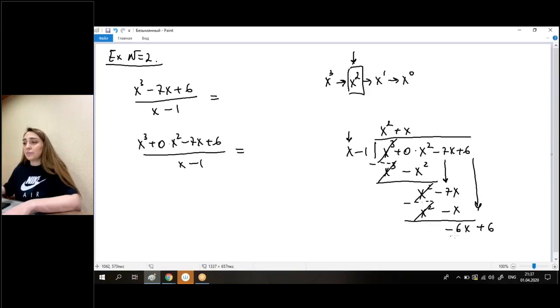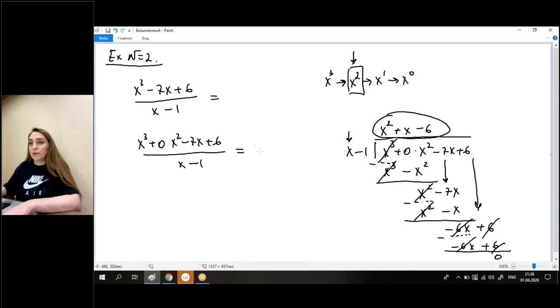Now the left side of my polynomial is negative 6x. By how much must I multiply x to get negative 6x? By negative 6. It will be negative 6x plus 6. Negative 6x minus negative 6x will be 0. x minus x will be 0 too. Then the answer will be x squared plus x minus 6, and I will write it here.